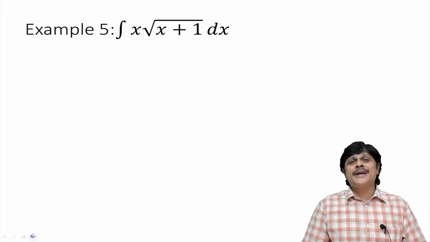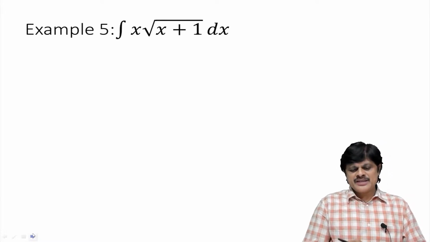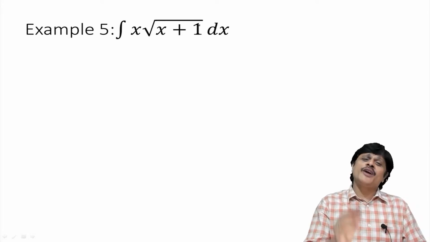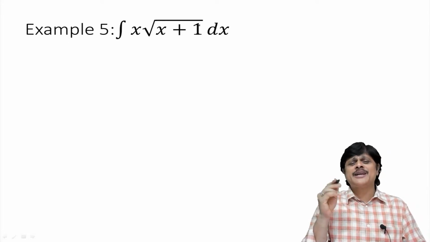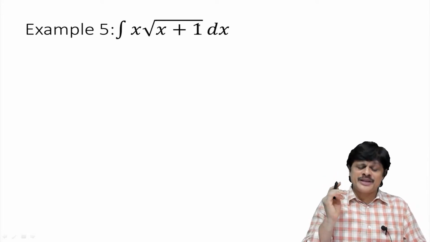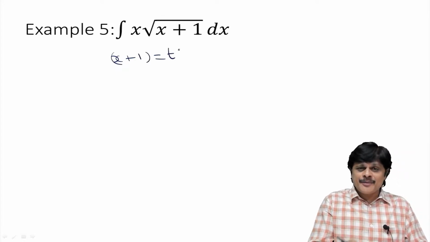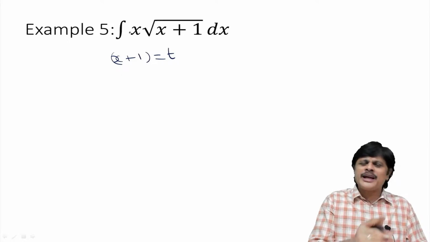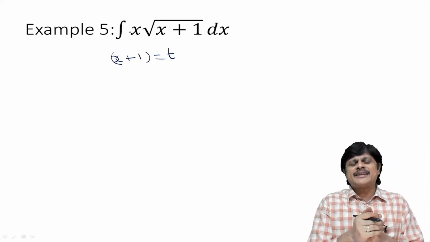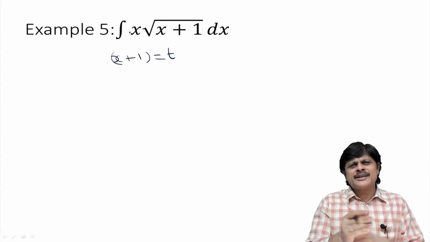Integral x into root x plus 1 dx. See, this is x plus 1 whole power half. If you use binomial expansion, it will be your lifetime achievement. So for this, whatever is under that root should be a single variable. The outside factor without the root can be some linear term plus 1.